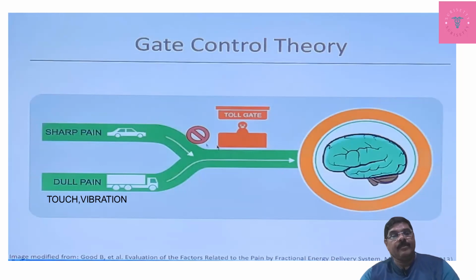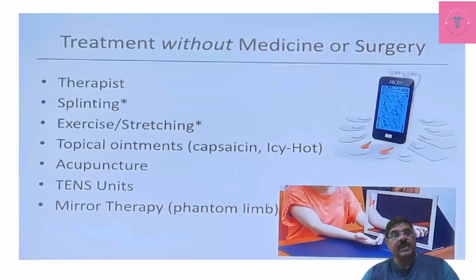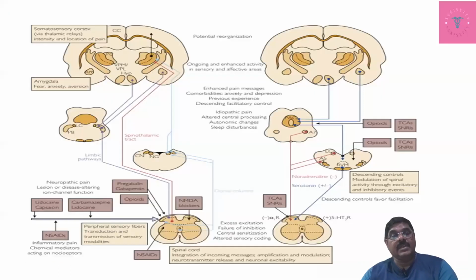They will block the pain path. That is the main mechanism in the counter-irritation techniques. The same mechanism we will use through different techniques like therapy, splinting, exercise, stretching, topical ointments, especially capsaicin ointments, which is very painful, and acupuncture, TENS unit, and mirror therapy. This is the gate control theory. We can use non-medication treatment.